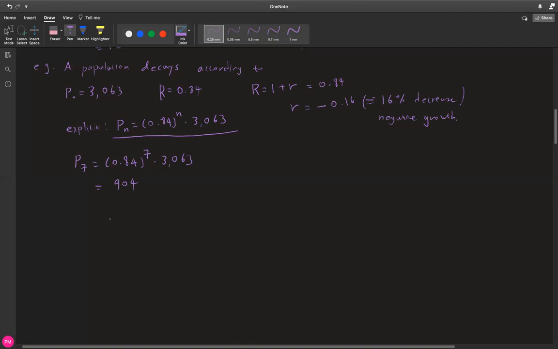So what if the question asks you, how many generations will it take for the population to fall below 200?